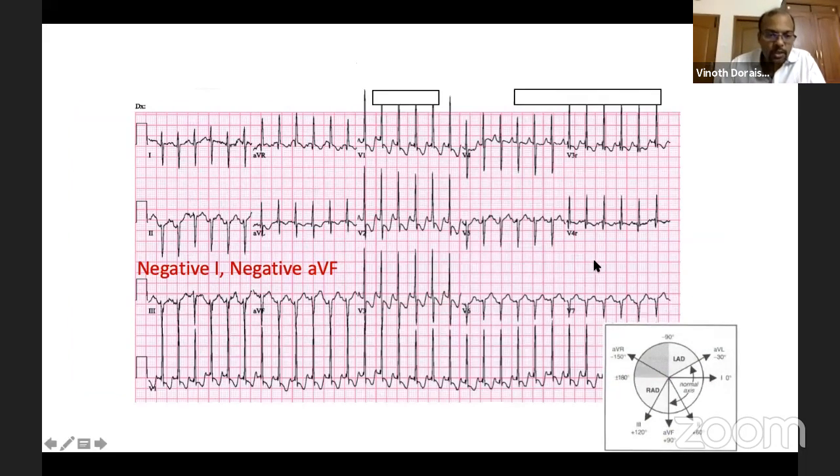Okay. Coming to the next one. Lead 1 is negative. Lead AVF is negative. So both lead 1 and lead AVF are negative. So definitely it is the no man's land. Okay, so extreme axis deviation, northwest axis.